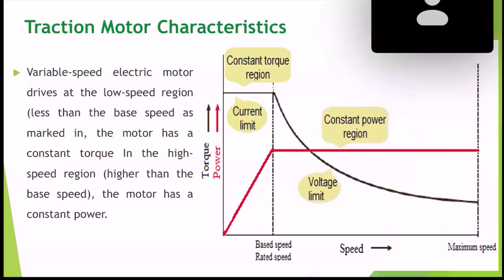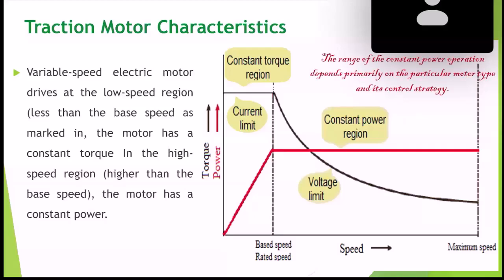So, for example, one interesting fact is that unlike the IC engine, which has a very narrow power band region and torque region, the traction electric motor has a constant power region over a very wide range and a constant torque range over a very short range. This is one of the major differences between the conventional IC engine and electric motor applications. The range for the constant power operation depends primarily on the particular motor type and its control strategy.